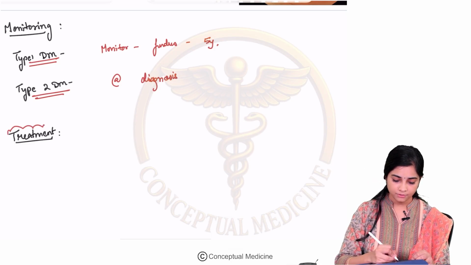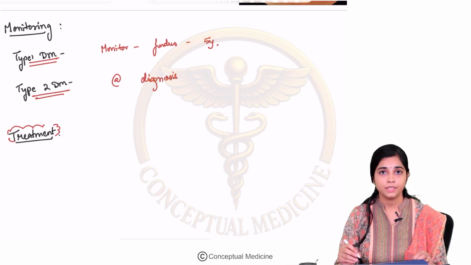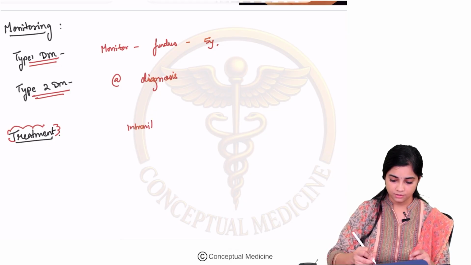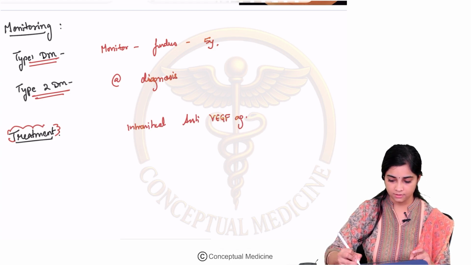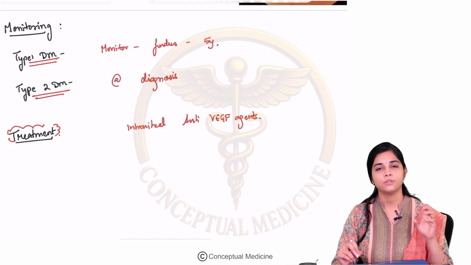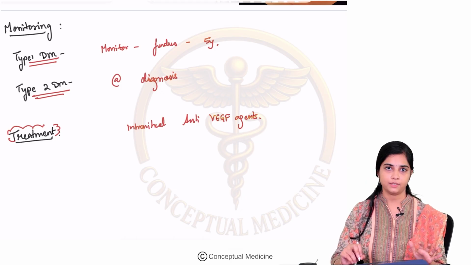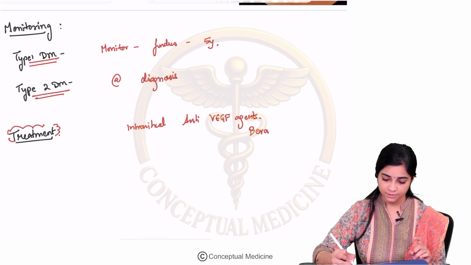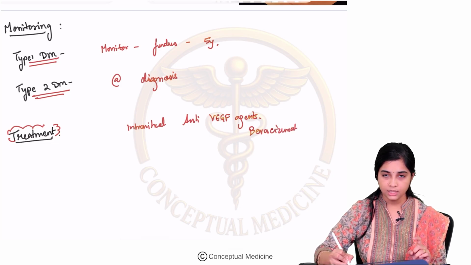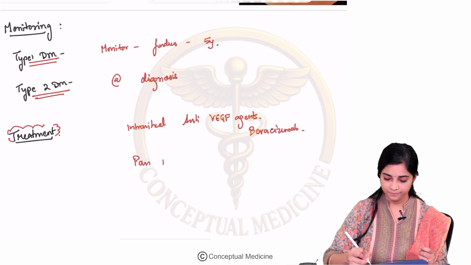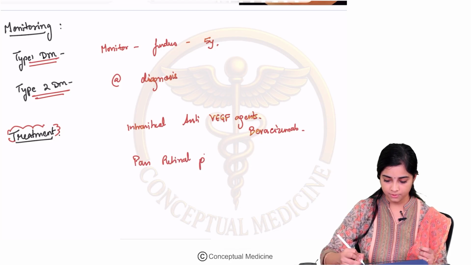So, treatment of diabetic retinopathy. The drug of choice is intravitreal anti-vascular endothelial growth factor agents. Why do we use these VEGF agents? Because VEGF plays a very important role in microaneurysm formation and in neovascularization. So anti-VEGF agents like intravitreal bevacizumab are used in the treatment of diabetic retinopathy. In the later stages, you can also use pan-retinal photocoagulation.